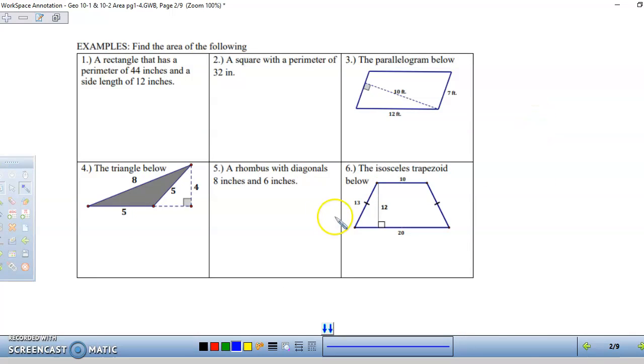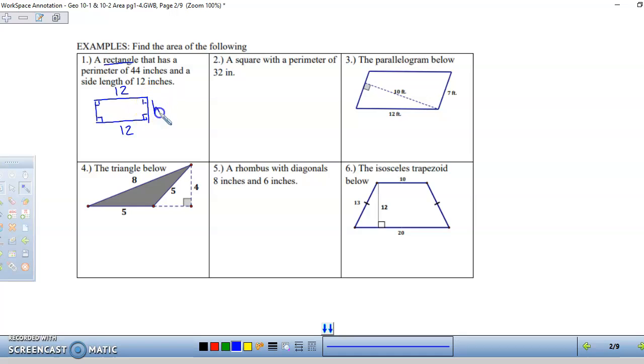Okay, let's try some of these. So example 1, a rectangle. If you don't have a picture, you should always draw a picture. So a rectangle, and we have right angles everywhere, that has a perimeter of 44, so all the way around the shape is 44, and a side length of 12. So that means one of these sides is 12. Okay, so I'll just put the 12 here to start. Well, we know that one of the properties of a rectangle is that opposite sides are congruent.